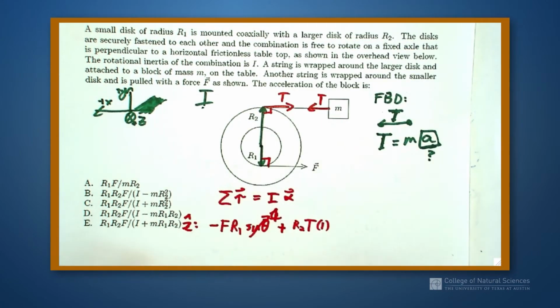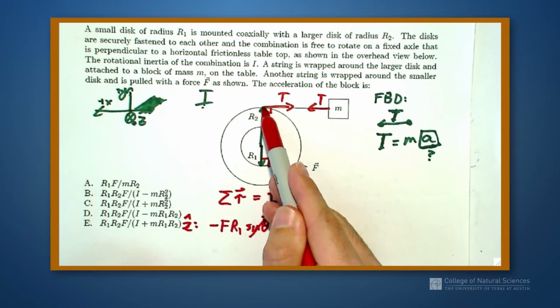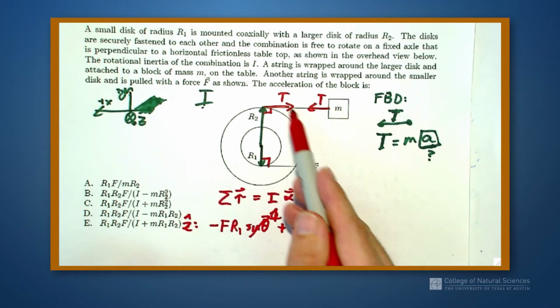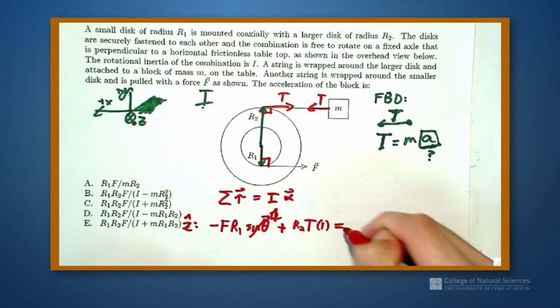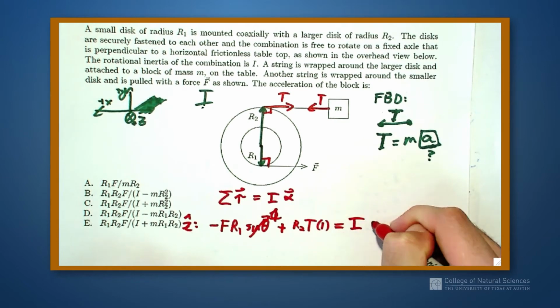So I add it. And I do one check right here. I see F tries to make this thing spin counterclockwise. T tries to make this thing spin clockwise. So they have to be opposite signs. And this is going to give me I alpha.